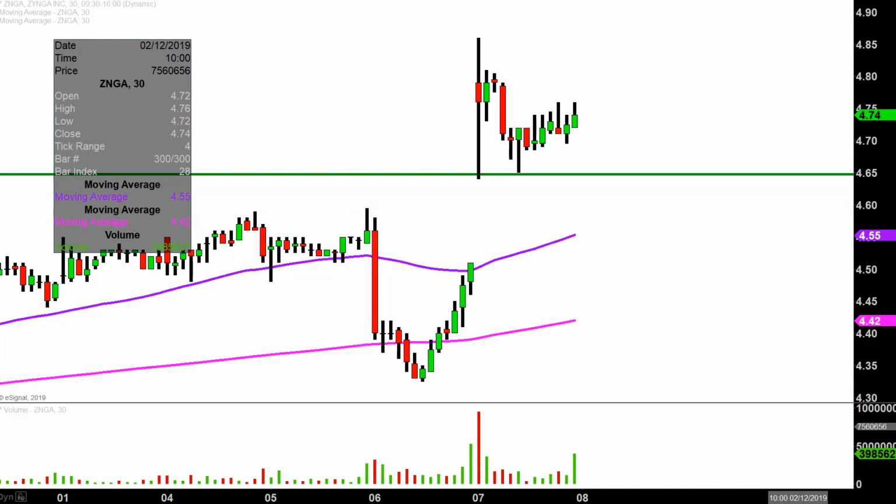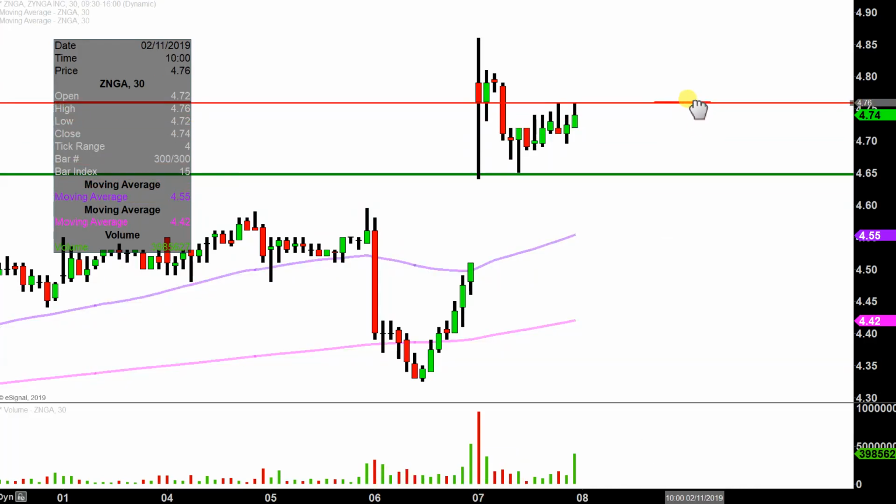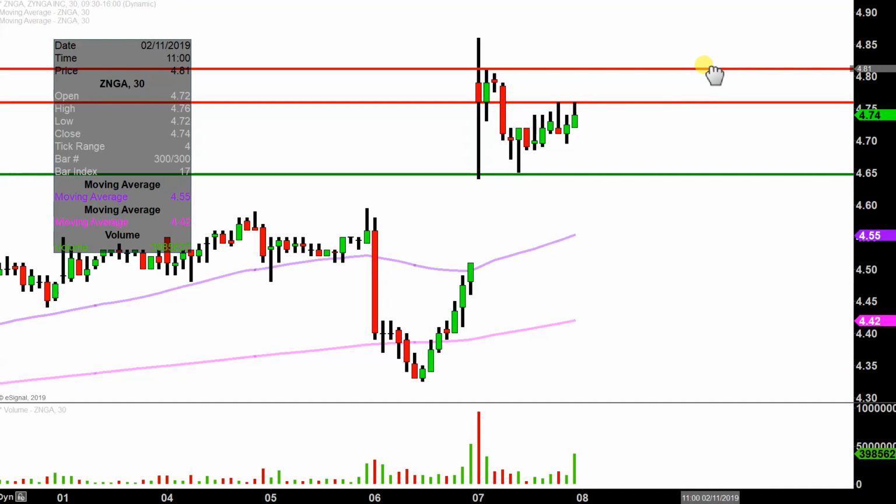What about levels of resistance? As far as where the sellers are at in the very near term, initial level of resistance right there at about $4.76. If the price can push up through there, then next key level right up around $4.81.